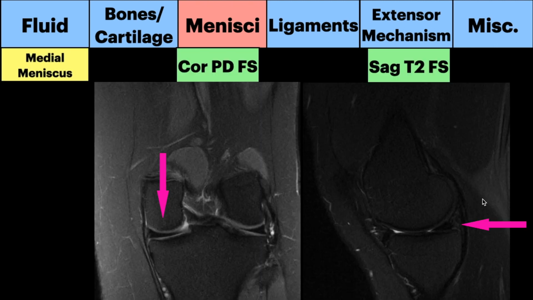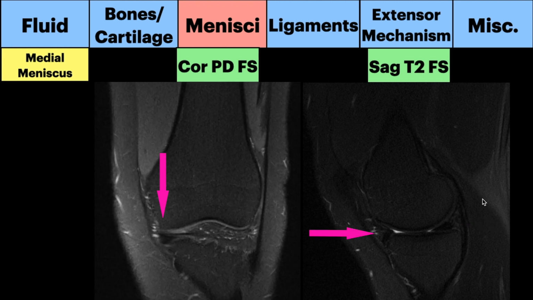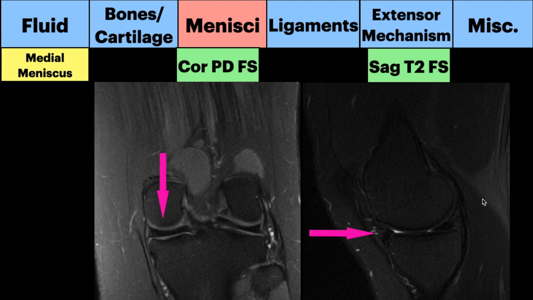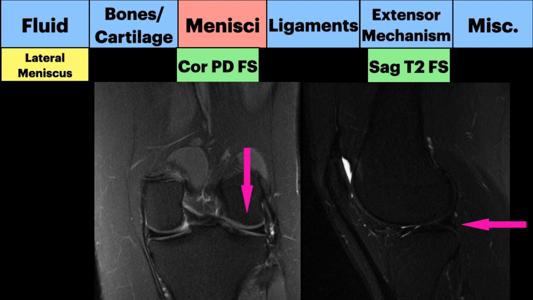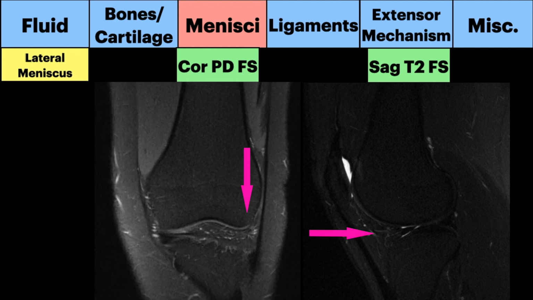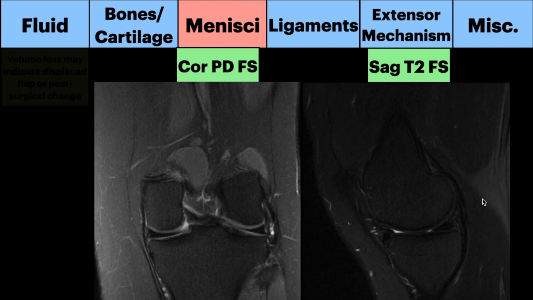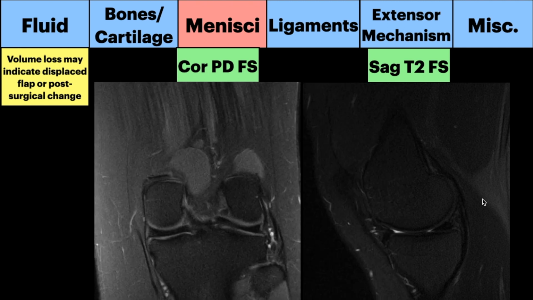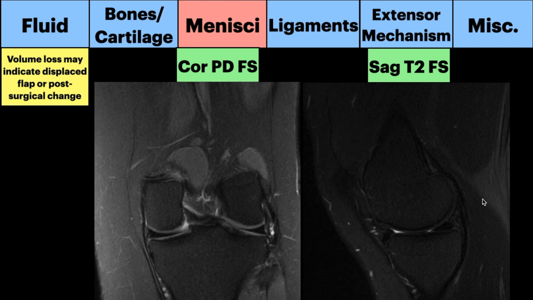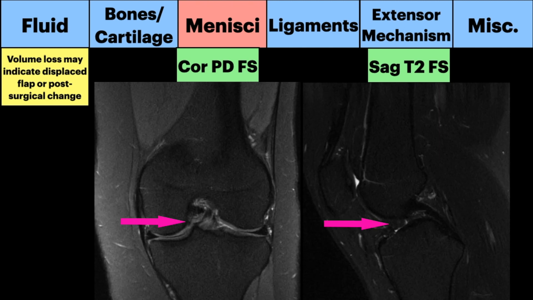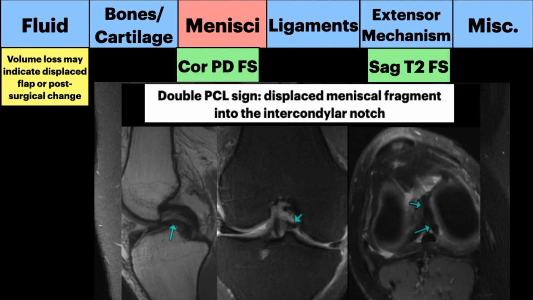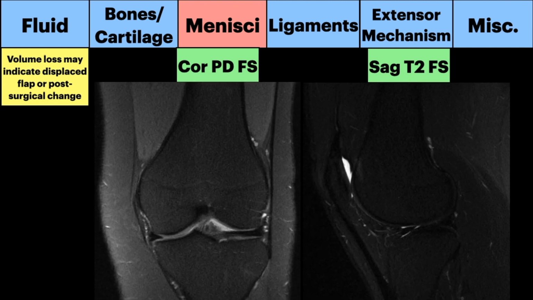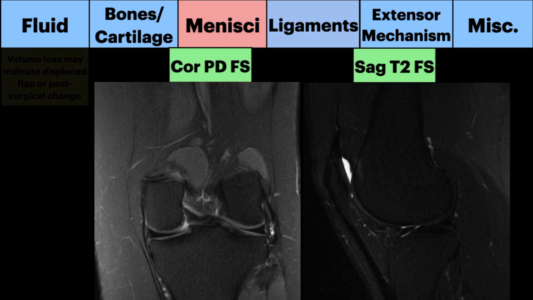The posterior horn is generally larger than the anterior horn for the medial meniscus, while they're relatively equal in size for the lateral meniscus. If there is significant meniscal volume loss, be concerned for a displaced meniscal flap, located within the intercondylar notch or meniscal gutter. Alternatively, this may reflect post-surgical changes.